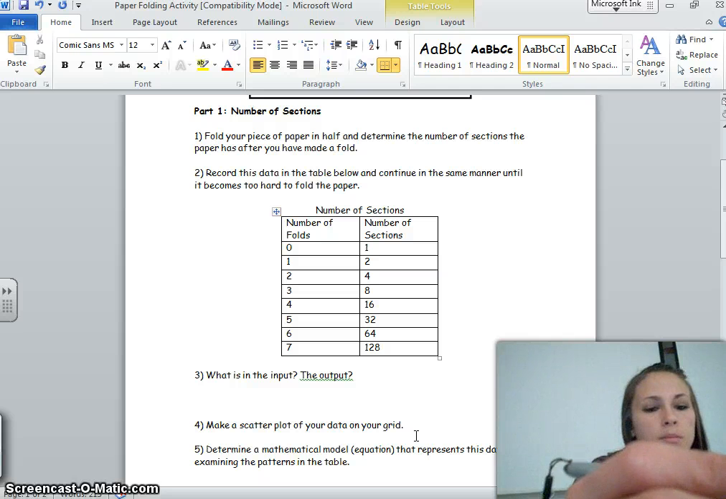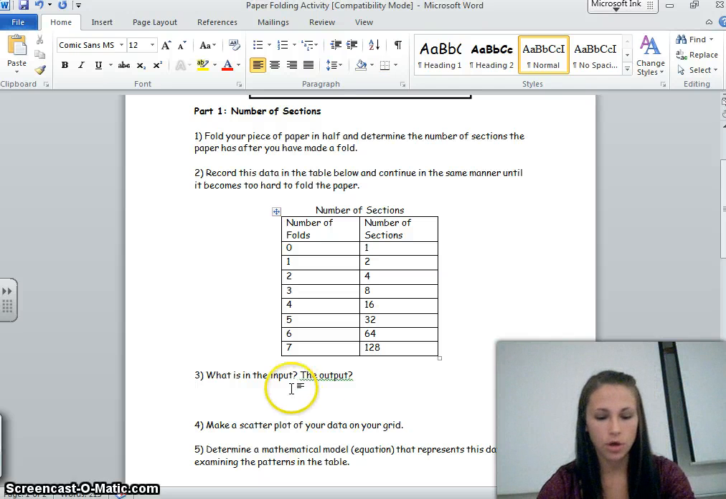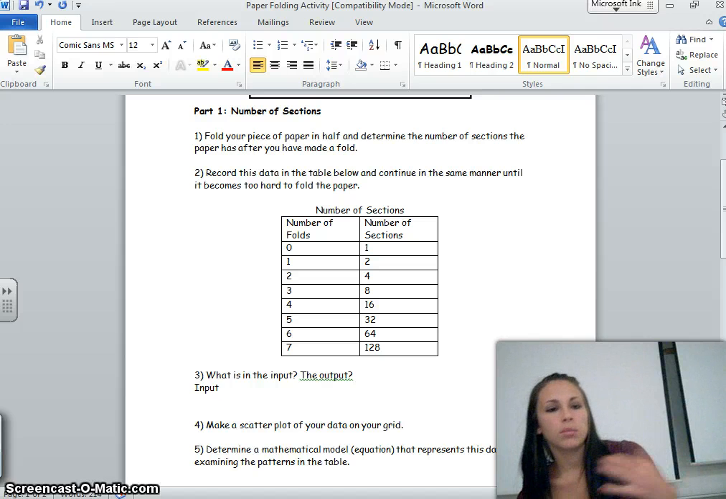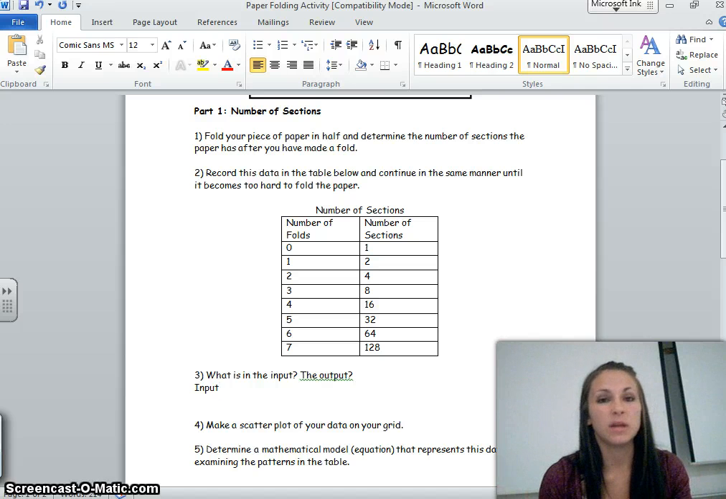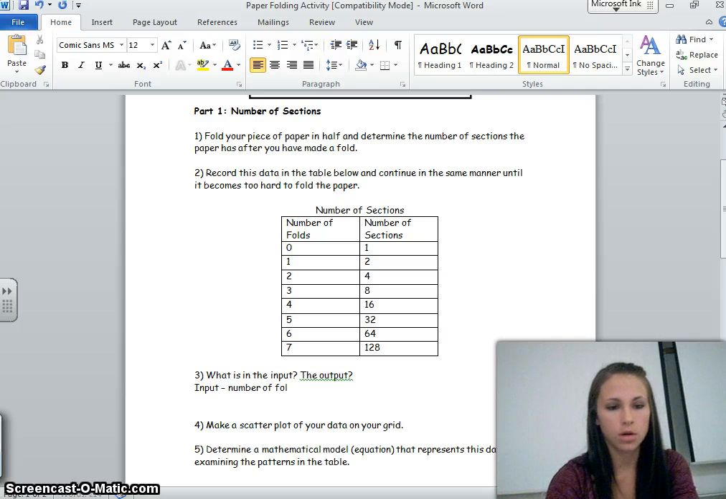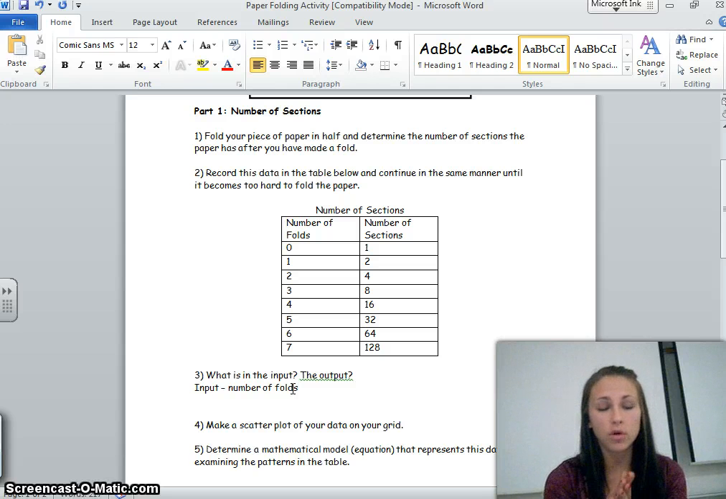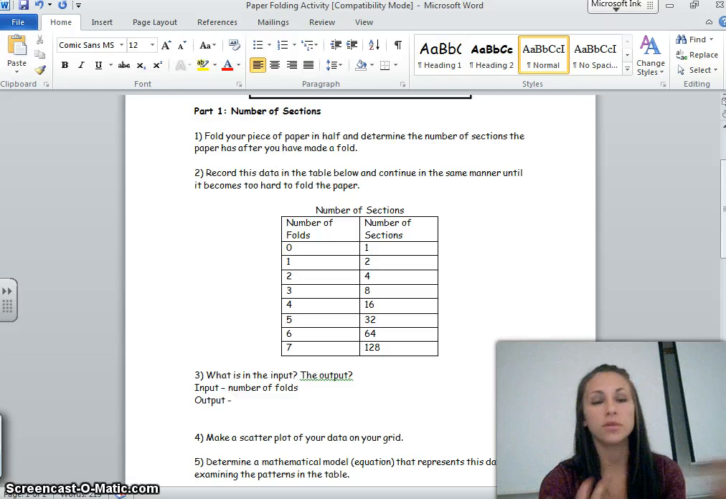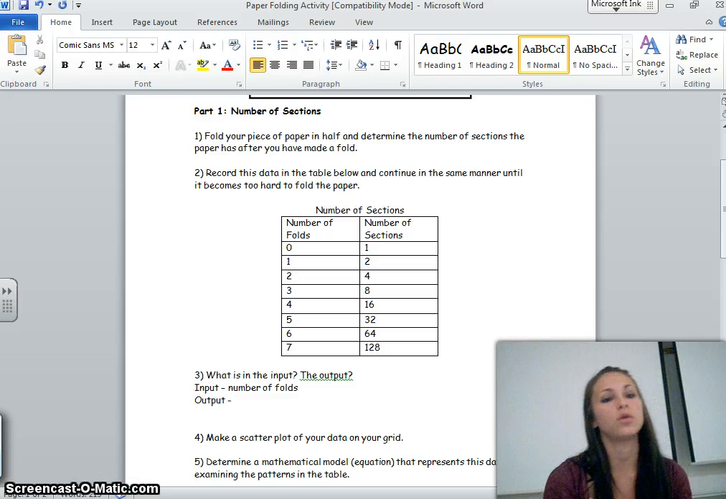So now, what is the input? The input is like what I would plug into a function and then that would give me a number out. So basically it's what is independent, or what stands on its own. So the input would be the number of folds because it doesn't depend on anything. I fold it and that's going to be the input. The output is going to be the number of sections that I would get out. So the number of folds gives me a number of sections.